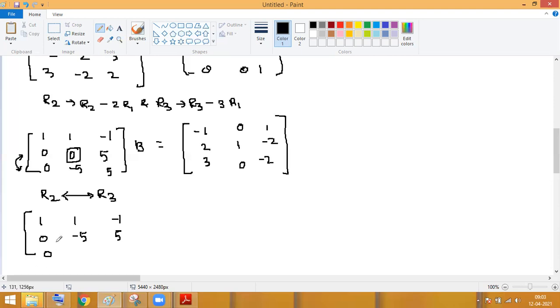Okay. Now listen. So if you interchange this, you will get 0 minus 5 and 5, after that 0 0 5. You will get 0 0 5 here. Into B equal to, what about this part? The -1 0 1, and you have to interchange this. So 3 0 -2 you will get here, and after that 2 1 and -2 you will get here.